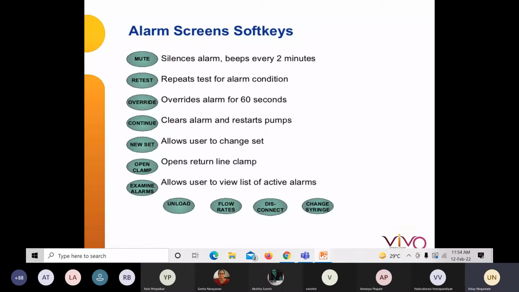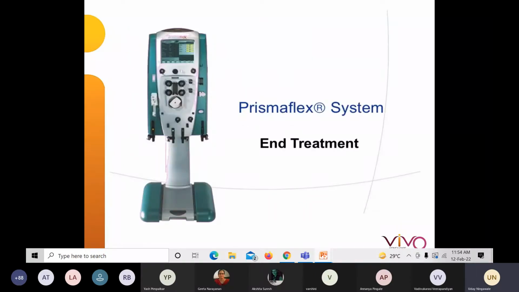We are coming to monitoring the end treatment. How is it possible? Anyone cannot simply end the treatment. It has to be followed by the strict protocols. Then only you can properly terminate the system. If you just switch off the blood pump, it is going to lock everything. That's why the end treatment is also important.